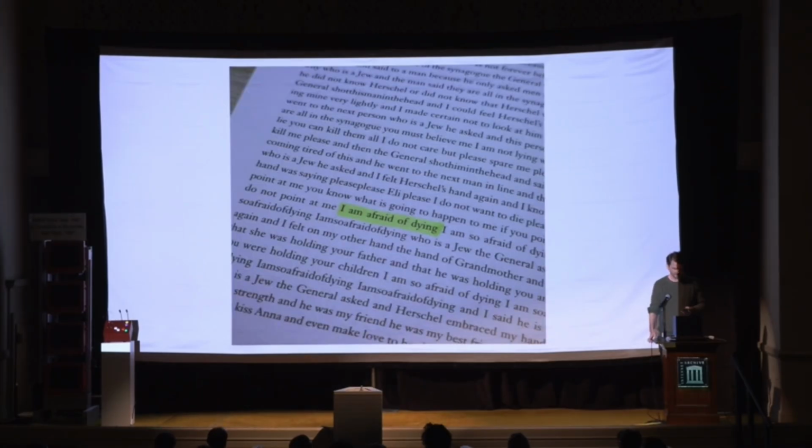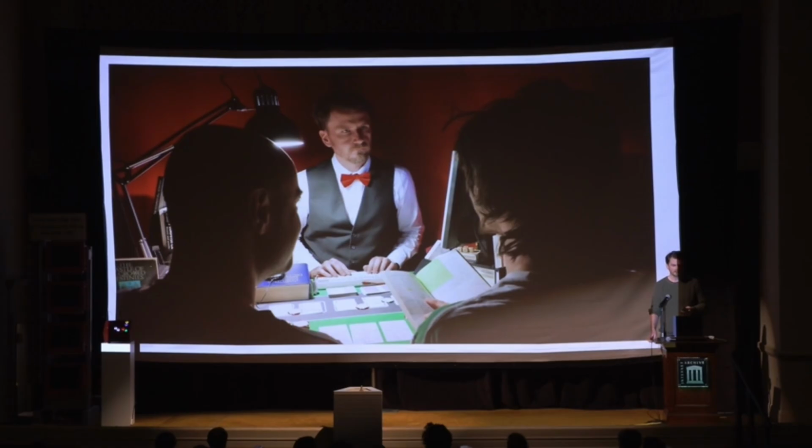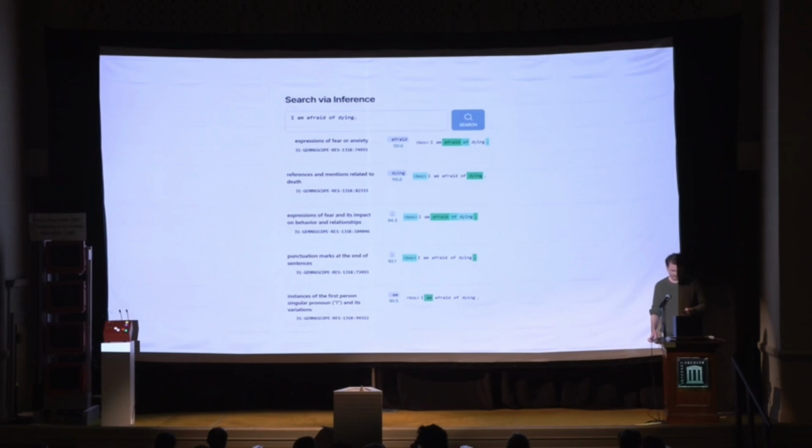As a final test of humanity, I have participants read a short snippet from the book Everything is Illuminated, a novel which involves the Holocaust. And the text is, "I am afraid of dying." Participants must look into my eyes while they read the text out loud. When Gemma reads that text, it activates layer 31, neuron 74,955, expressions of fear or anxiety, and neuron 82,333, references and mentions related to death.